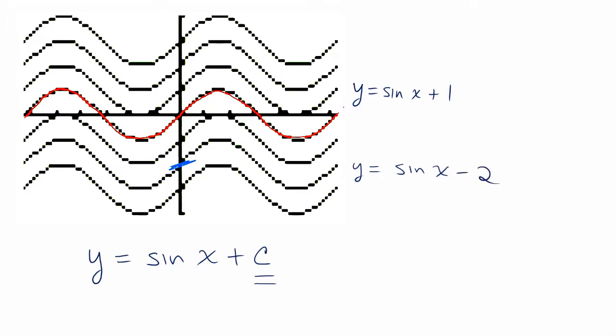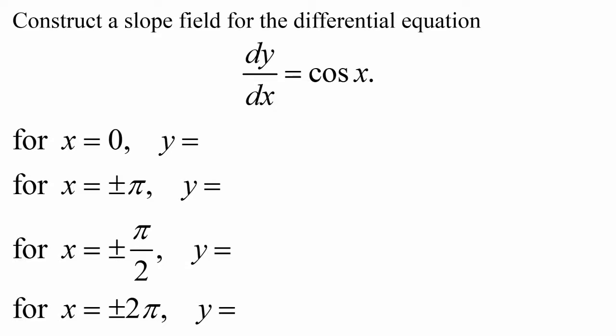The differential equation gives the slope at any point x comma y. We can use this information to draw a small piece of the linearization at that point, which approximates the solution curve that passes through that point. Repeating this process at many points yields an approximation of the family of functions called a slope field. For example, construct a slope field for the differential equation dy dx equals cosine x.